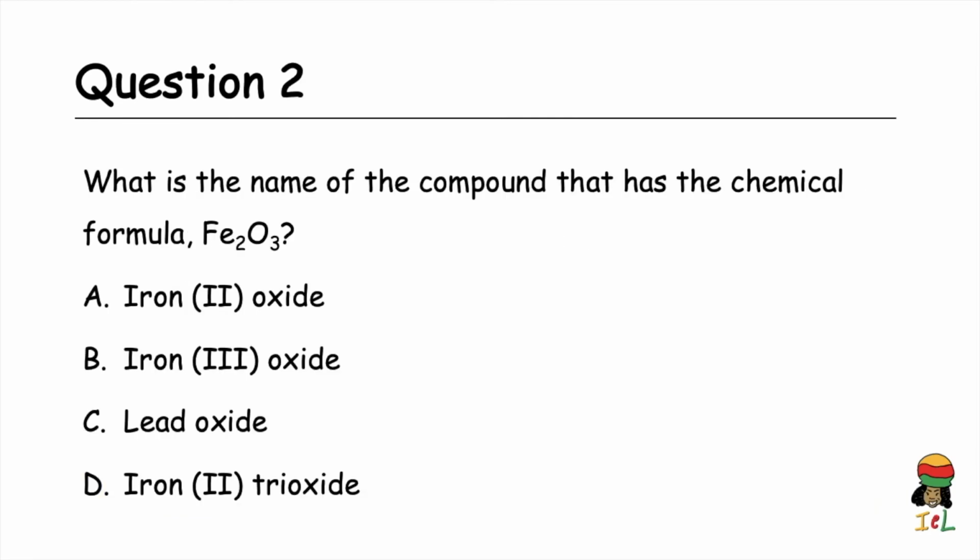Question 2. What is the name of the compound that has the chemical formula Fe2O3? A. Iron 2 oxide, B. Iron 3 oxide, C. Lead oxide, D. Iron 2 trioxide. The answer is B, iron 3 oxide. Recall that the stability numbers are crossed over to the base of the symbol of the adjacent element. Therefore, the 3 at the base of oxygen is the stability number of iron, making it iron 3.